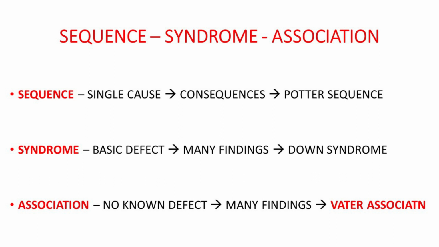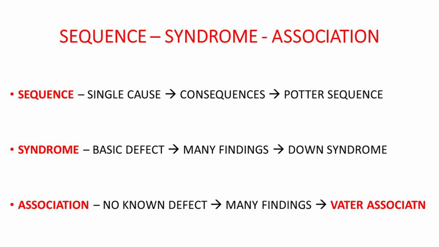So now we will go to the syndrome. Syndrome is well known for most of us. The best example I'll say is Down syndrome, which is due to trisomy 21, and all the findings are due to the genetic errors. Now we'll go to the association. What is this association? It is defined when multiple findings are present but they don't have an ordered pattern for a single cause. So this pattern of multiple findings is called an association.